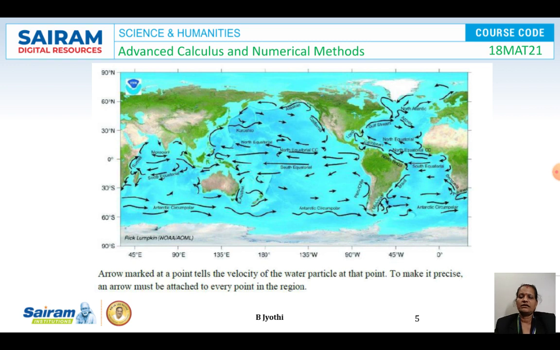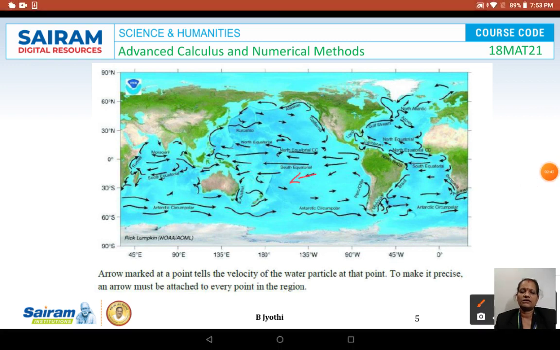Next is the ocean current. When we see the arrow marked at a point, it tells the velocity of the water particle at the point. You can see the arrows in various directions. To make it precise, an arrow must be attached to every point in the region, but it would be very clumsy and not visible. So only a few points are represented. Therefore, the arrow shows in which direction the current is flowing.